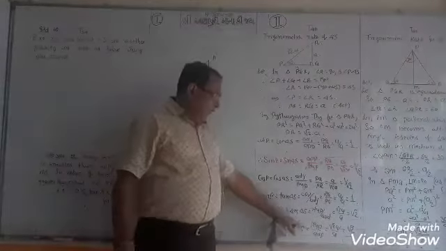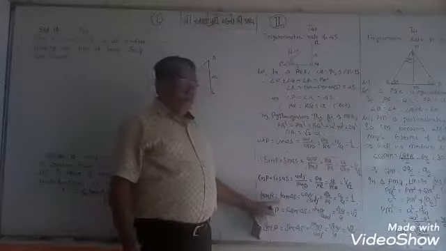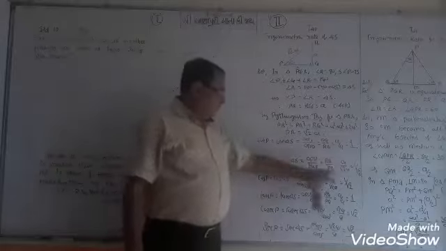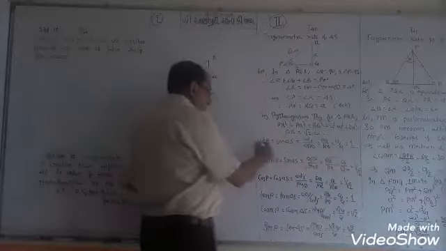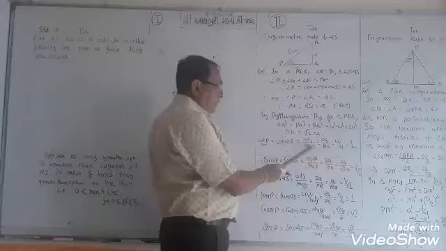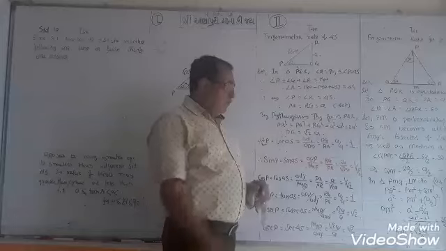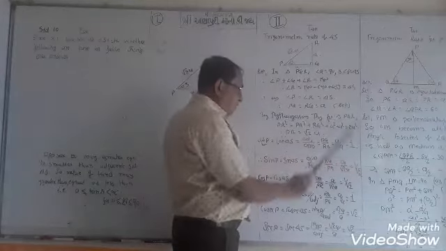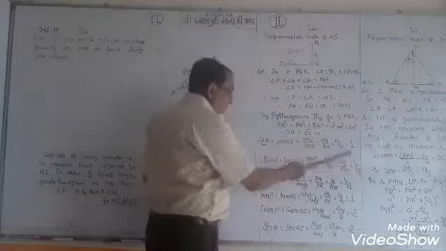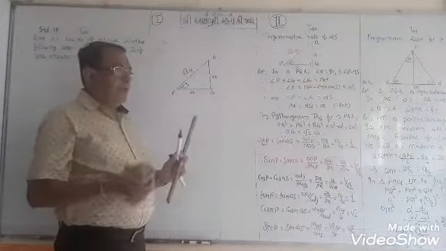Sec P, hypotenuse upon adjacent, root 2 A upon A, so it is root 2. That means sec 45 is equal to root 2, cosec 45 is equal to root 2, tan 45 is equal to 1, sin and cos 45 is equal to 1 over root 2. Cot P is equal to cot 45, adjacent upon opposite, PQ upon RQ, A upon A is equal to 1. So cot 45 is equal to 1. Get it? That is the trigonometric value for the angle 45.